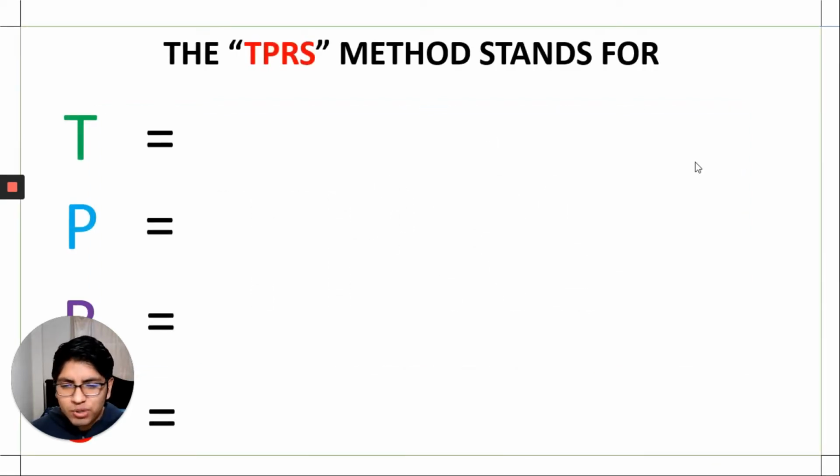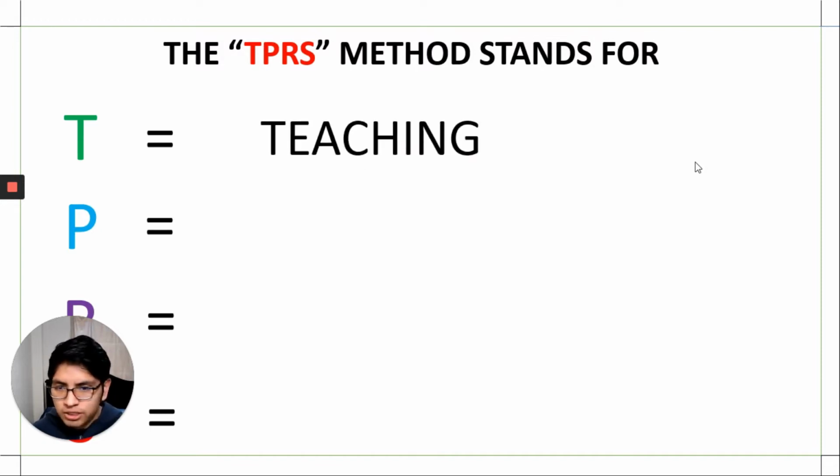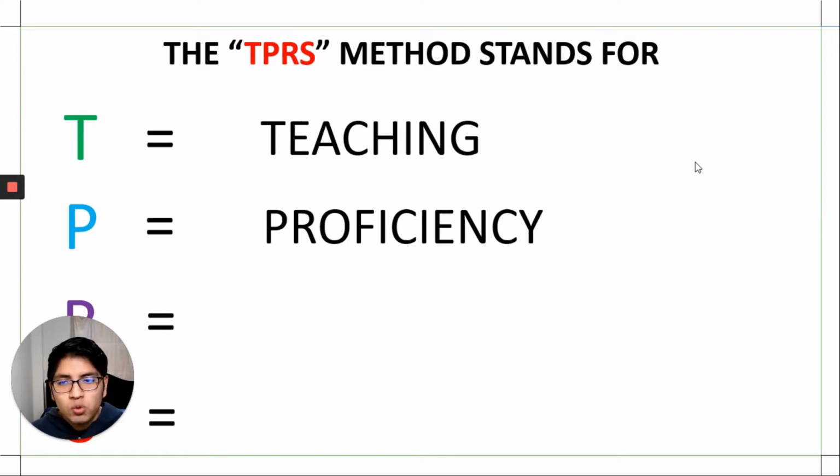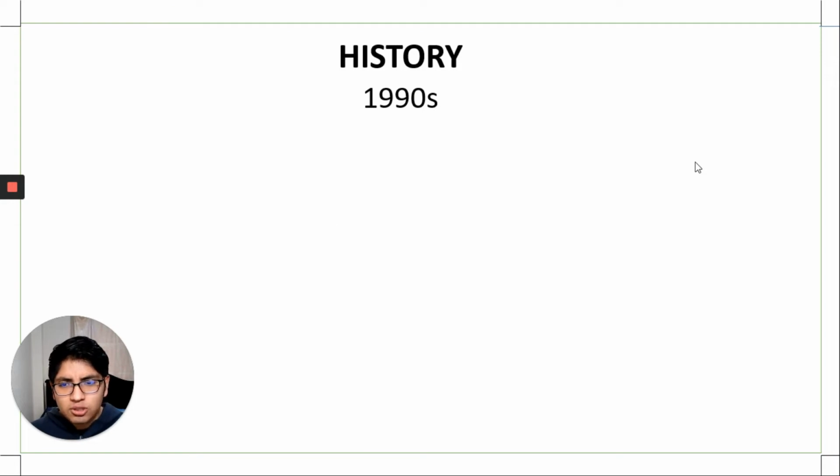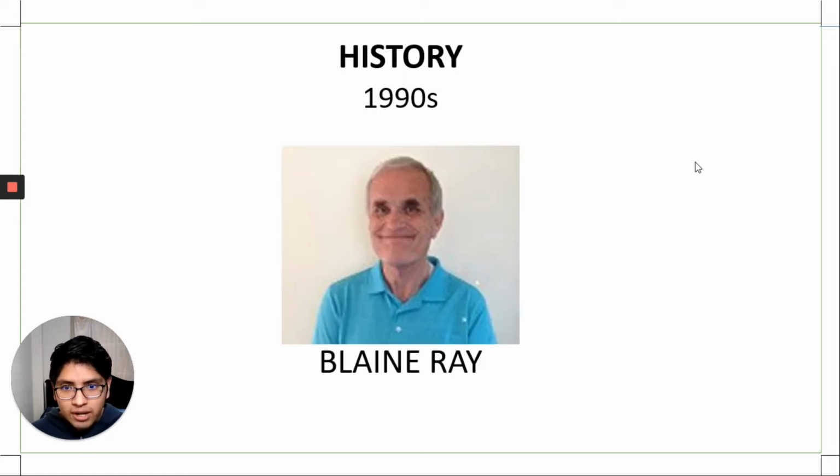What is TPRS? Well, this is a language teaching method. The TPRS method stands for teaching proficiency through reading and storytelling. Now, let's talk a little about its history. During the 90s, Blaine Ray, who at the time was a Spanish teacher in the US, succeeded in teaching this language by using the TPR method.